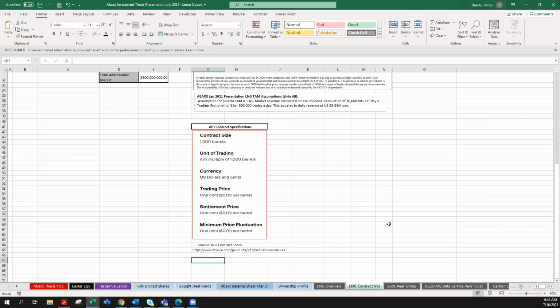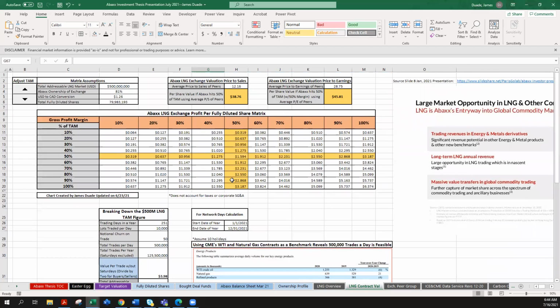So let's talk about the LNG contract. This is how I derived my valuations on the target valuation slide. Abaxx thinks, and they've posted in their January 2021 presentation, that the total addressable market for that contract is $500 million US a year, which is huge. If they could hit that, then those figures I was discussing earlier could come to fruition. So that $38.76 is effectively 50% of the total addressable market from a sales perspective.